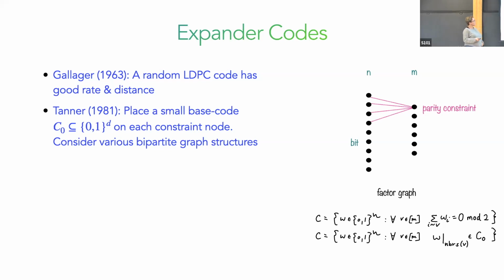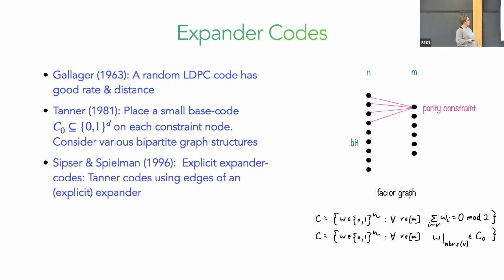And what he showed is that a lot of the codes we already know, like tensor codes, and he suggested some other codes, are already of this form. Gallager codes are, of course, a special case, but this seems to be a broader family. So to construct a Tanner code, you really need two ingredients. You need to tell me what the bipartite graph is, the factor graph, and you need to tell me what the C0 is. Okay, so our codes are also going to be Tanner codes.